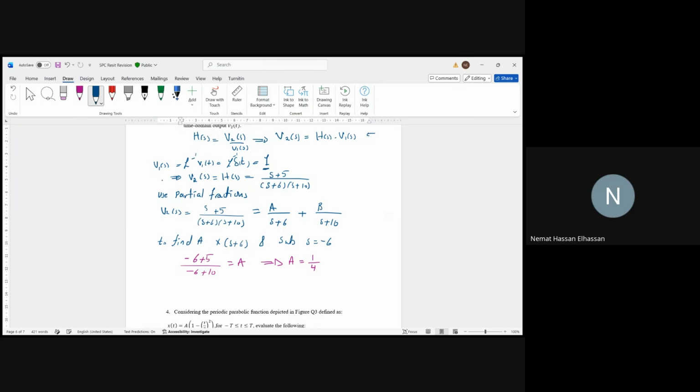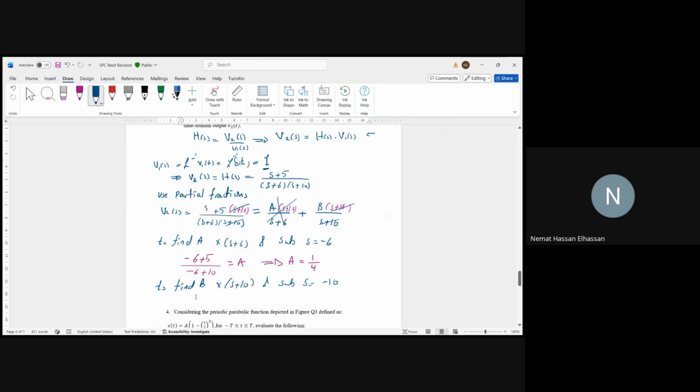and just do that. So we'll multiply by s plus 10 and let s equal minus 10. So let me just write down the step. To find B, multiply by s plus 10 and substitute s equals negative 10. So what will that give me? These two will cancel each other out. These two will cancel each other out. If s is minus 10, this means this is 0.